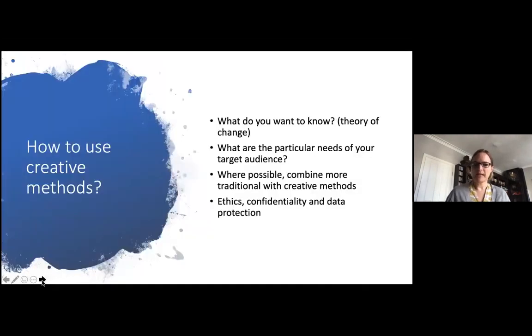So, how to use creative methods. The number one thing really to bear in mind, or to figure out, is what is it that you want to know? What data do you want to collect? And that really determines your goals.